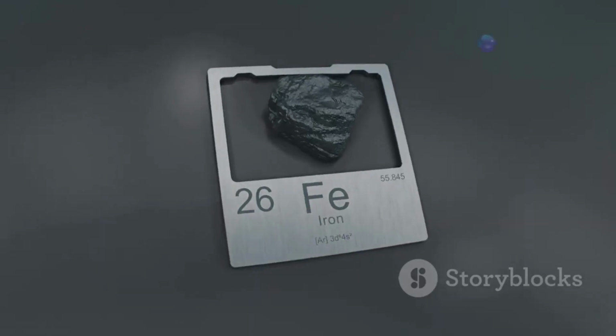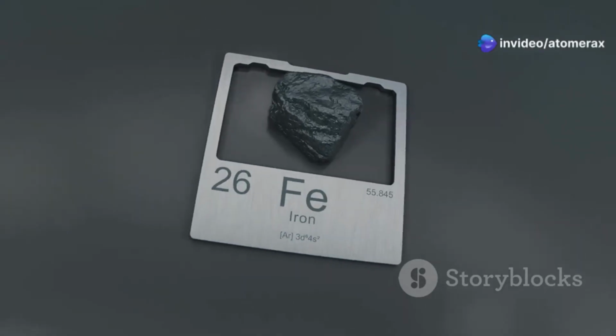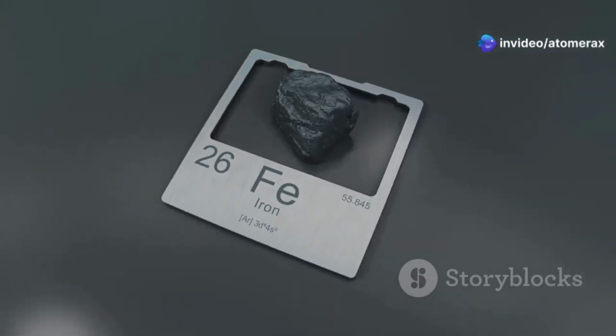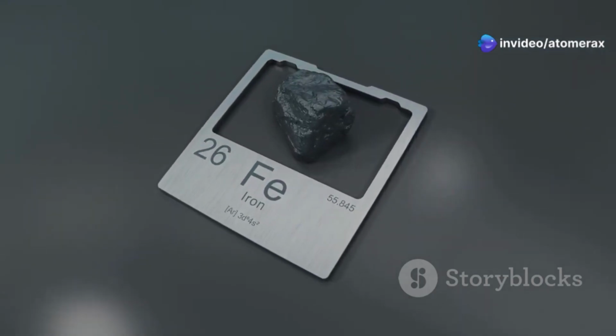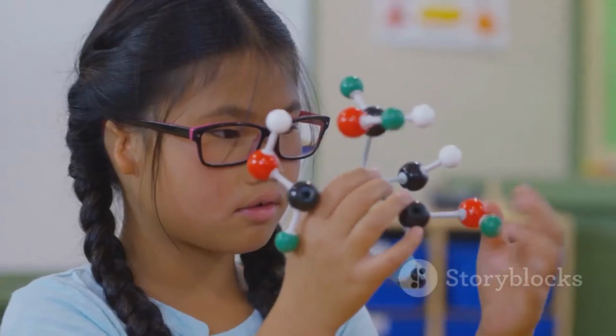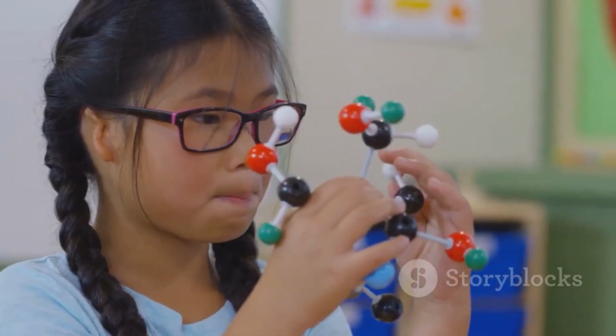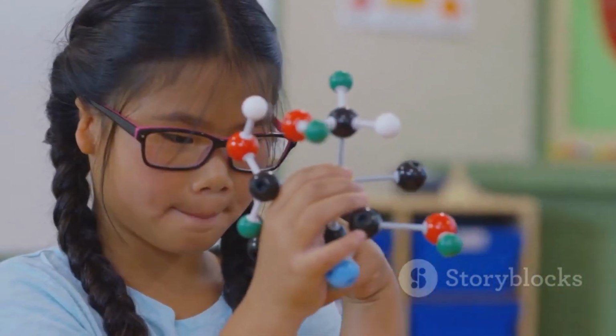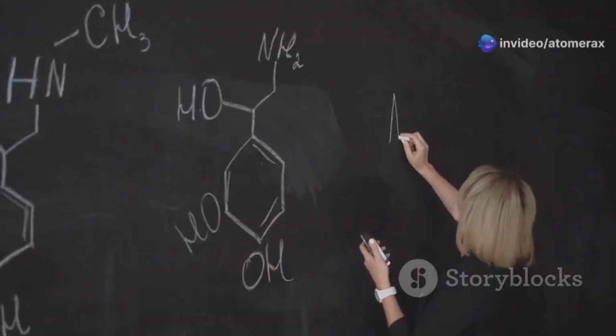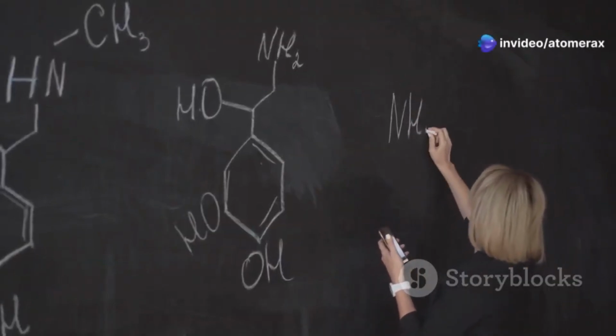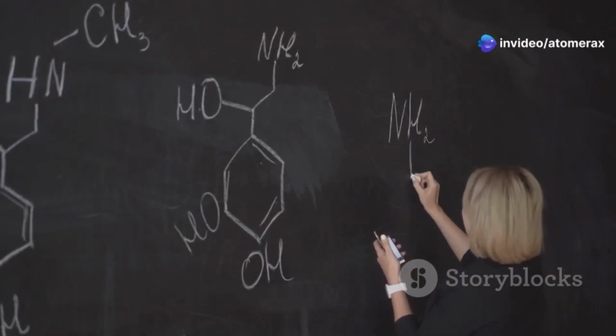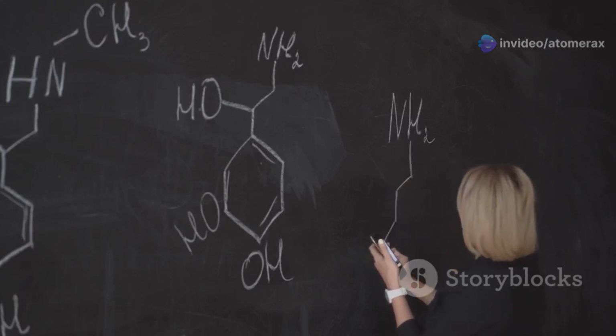Now let's tackle a more complex compound, iron(III) sulfate, Fe₂(SO₄)₃. This compound is often used in water treatment and as a coagulant. Don't let the parentheses and subscripts scare you. They simply indicate how many of each atom are present in the compound. Just remember to multiply the subscripts outside the parentheses by the subscripts inside. This will help you accurately determine the number of each type of atom.